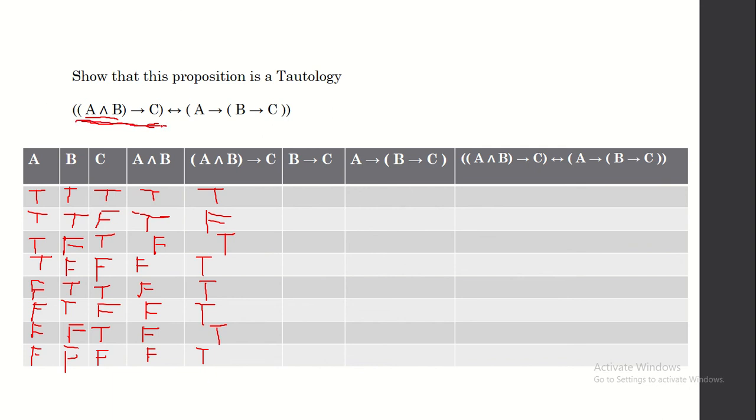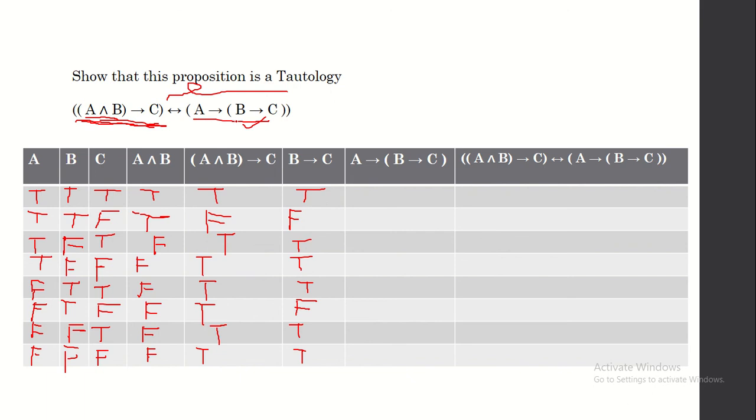So now we have completed these parts, but we also need to complete this part, right? So let's first complete B implies C. B is true, C is true, so this is true. B is true but C is false, so this is false. Now in these two cases B is false, so this will be true automatically. After that, B and C both are true, so true. This will be false as C is false. After that these two will also be true. So we are done with this.